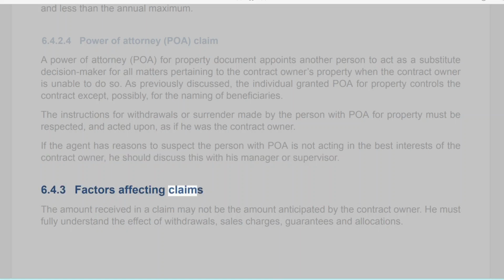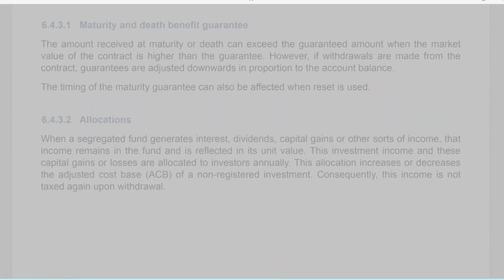6.4.3 Factors affecting claims. The amount received in a claim may not be the amount anticipated by the contract owner. He must fully understand the effect of withdrawals, sales charges, guarantees and allocations. 6.4.3.1 Maturity and Death Benefit Guarantee. The amount received at maturity or death can exceed the guaranteed amount when the market value of the contract is higher than the guarantee. However, if withdrawals are made from the contract, guarantees are adjusted downwards in proportion to the account balance. The timing of the maturity guarantee can also be affected when reset is used.